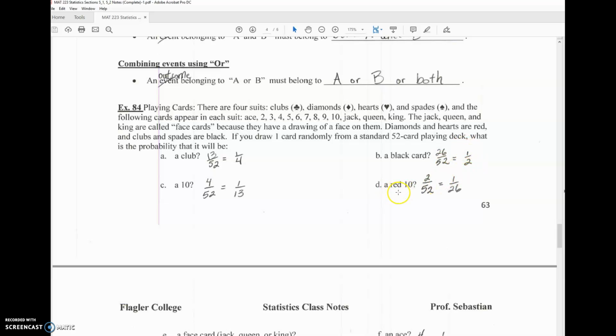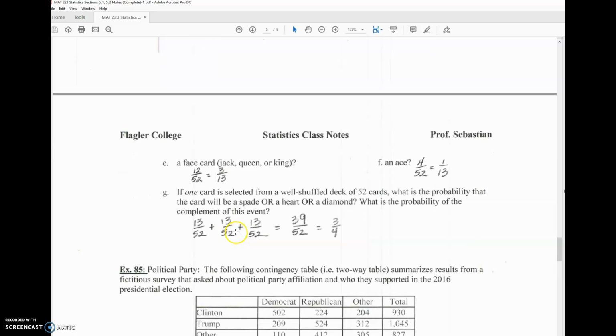What about a red 10? Well, there are 2 red 10s, right? The 10 of diamonds and the 10 of hearts. So 2 out of the total 52, which is 1 out of 26. What's the probability of getting a face card? A jack, a queen, or a king? There are 3 face cards in each suit, and there are 4 suits. So there are 12 total face cards out of 52, or 3 out of 13. You could have thought of it as in one suit, which reduces to 3 out of 13. What about an ace? Well, there are 4 aces in the deck out of the 52 cards, so that's 1 out of 13.